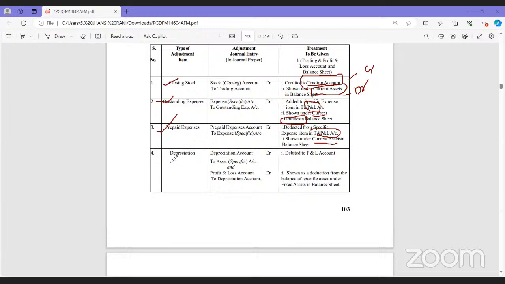Next we have depreciation. Depreciation we will debit to the profit and loss account and we deduct it from the respective asset. For example, depreciation on building is given. As it is an expenditure, we write it on the profit and loss account debit side. And the other effect, I deduct it from the building, that is from the balance sheet. So one, I'll debit it in the profit and loss account. The other one, I'll deduct it from the respective fixed asset.